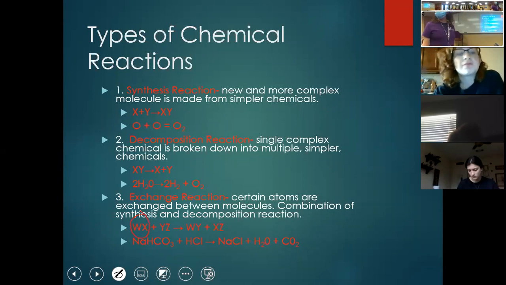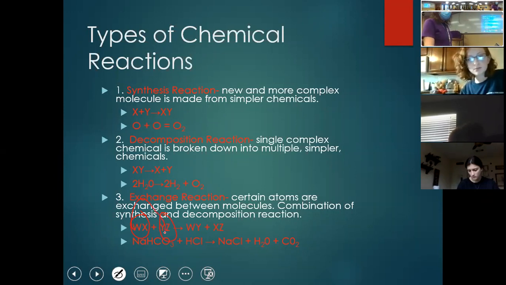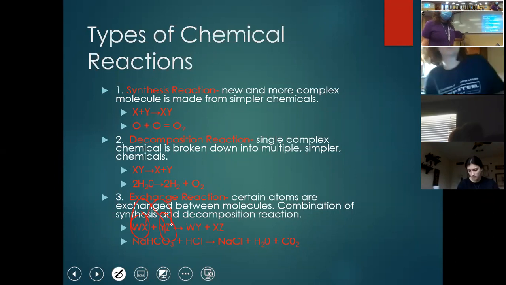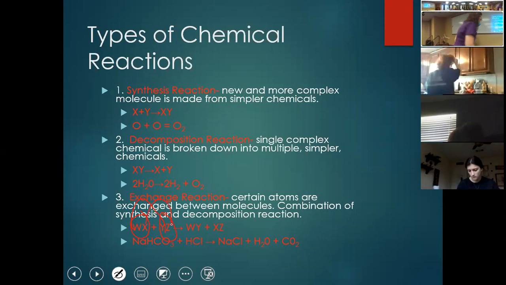So here I have my WX, and here I have my YZ. Basically what I've done is I've taken the W, and I've exchanged and connected it to the Y. I've taken the X, exchanged, and connected it to the Z. And here I have two new products.